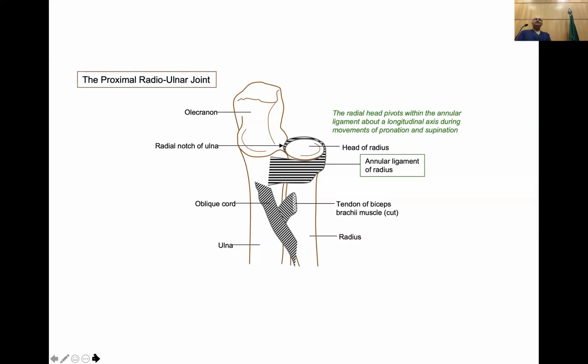Now, if somebody asks me, what type of joint is this? This is a synovial type. And which type of synovial? It is my pivot. Excellent. So this is a pivot type of joint.